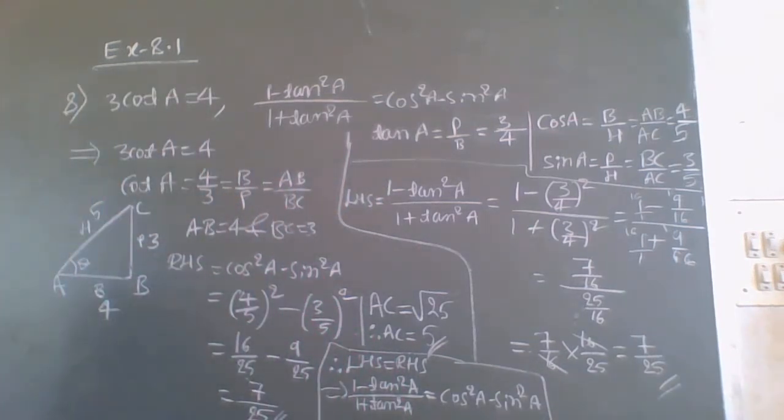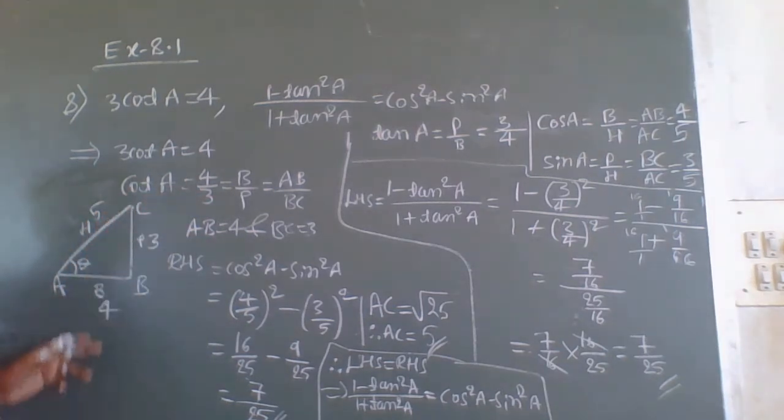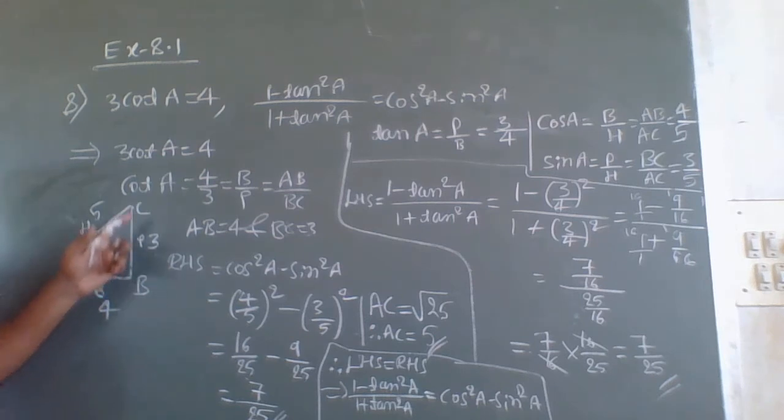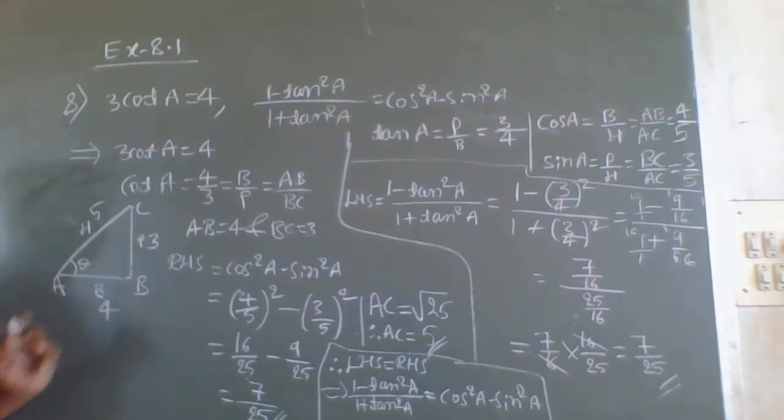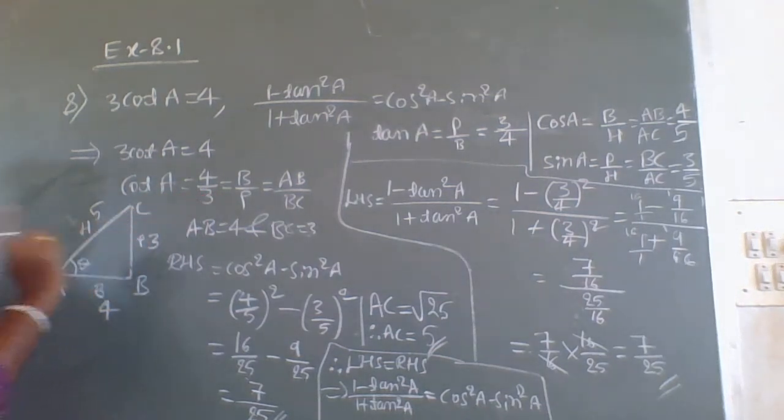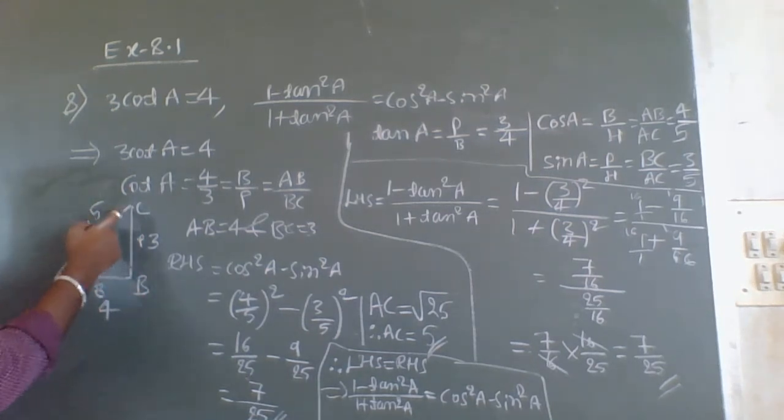Okay, see here again they have given 3 cot A equals 4, so cot A equals 4 divided by 3. By using this we will find the other trigonometric ratios. Here 4 by 3 means cot A equals base by perpendicular. So the base value is 4 and the perpendicular value is 3, and we have to calculate the hypotenuse value. By using Pythagoras theorem, you will get the length of the hypotenuse AC equals 5 centimeter. So you got the values of all three sides.